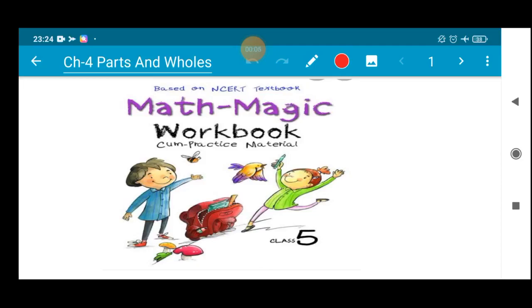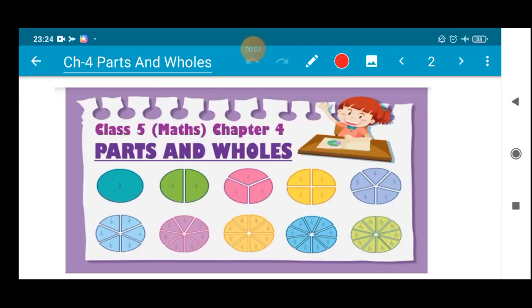So in this session we are going to start with the new chapter, chapter number 4, Parts and Wholes, from your Math Magic book. Alright, before heading forward to the main topic, let us discuss what is actually parts and wholes. You can see the figure, right? Various figures are represented. So what is actually parts and wholes?